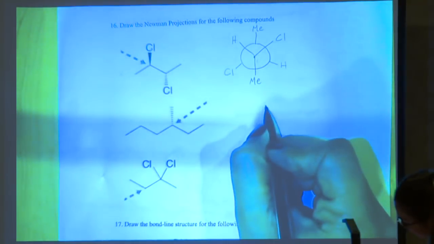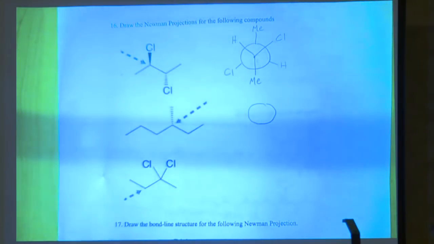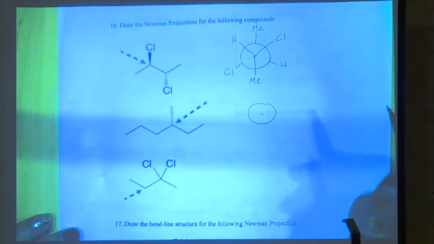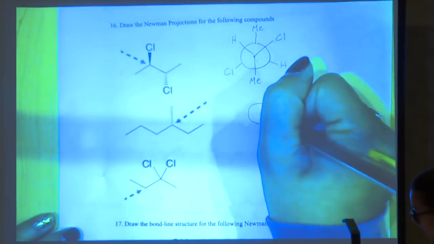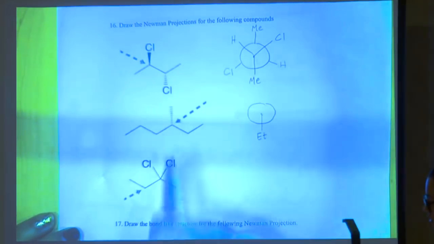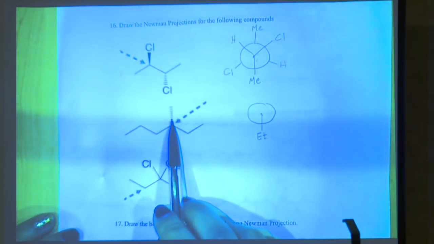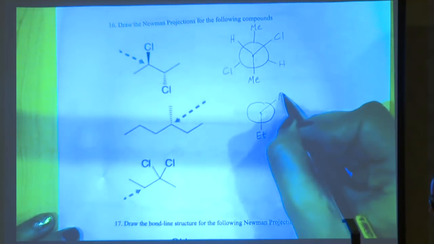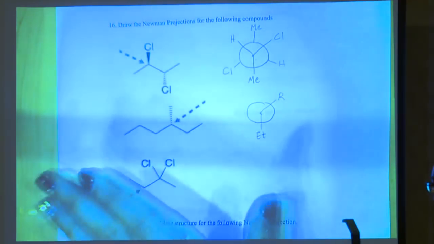Start the circle. Okay, and then the dot. I'm sorry? And then the dot. Okay. Ethyl down. CH3 to the left, to the right. Good. Because remember, again, now we're looking at it from here.